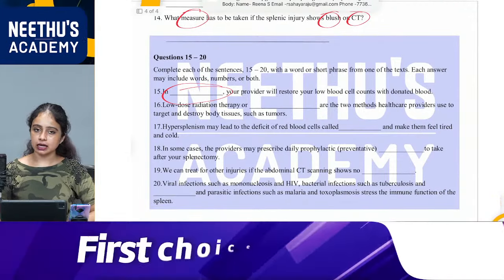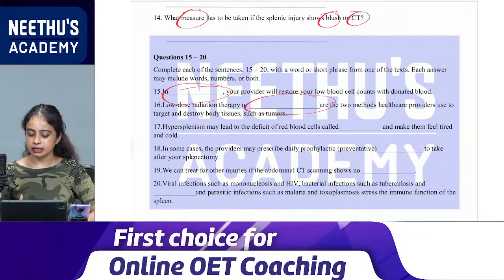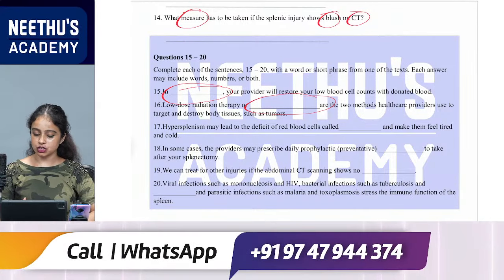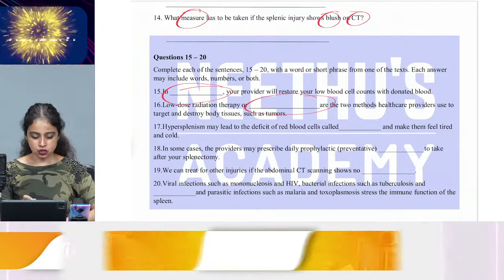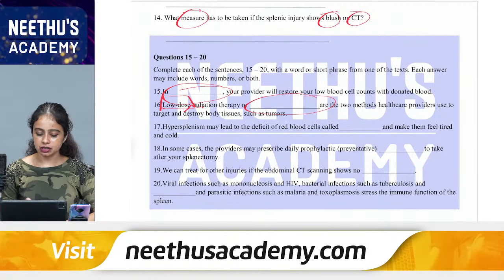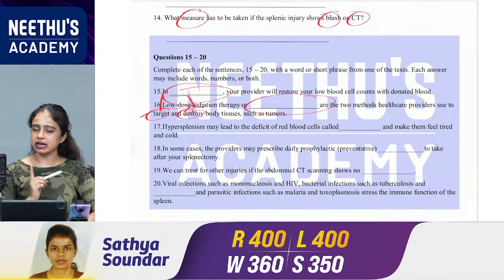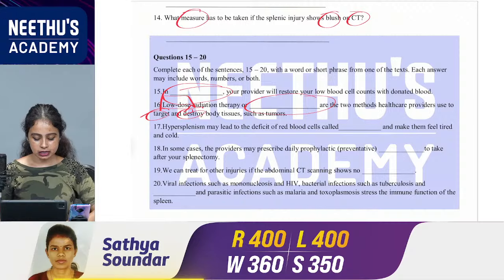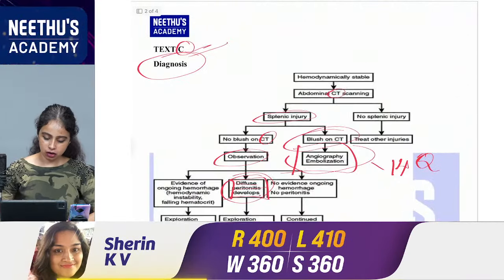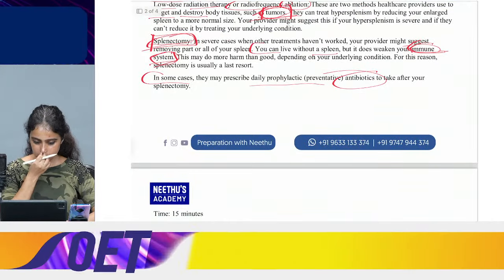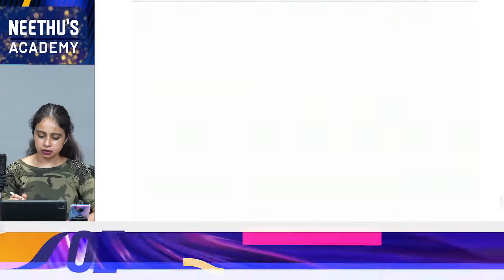Yes. Then 16th one, low dose radiation therapy or dash are two methods healthcare providers use to target and destroy body tissues such as tumors. So what is your answer? 16th one, any idea? My keywords: low dose radiation therapy, then target, destroy. Already we have dealt with this question earlier. So 16th one, my answer is radio frequency ablation. Yes, radio frequency ablation, and that is my answer from here.